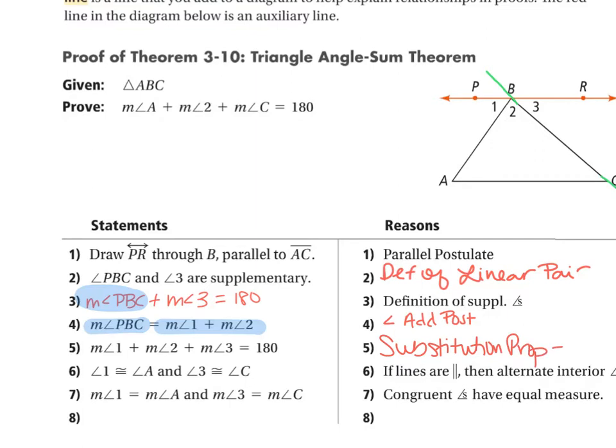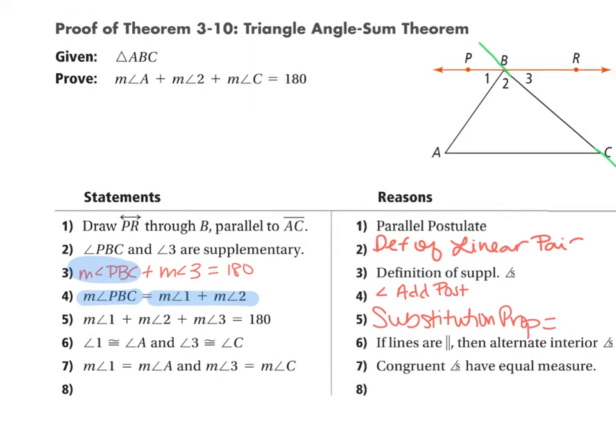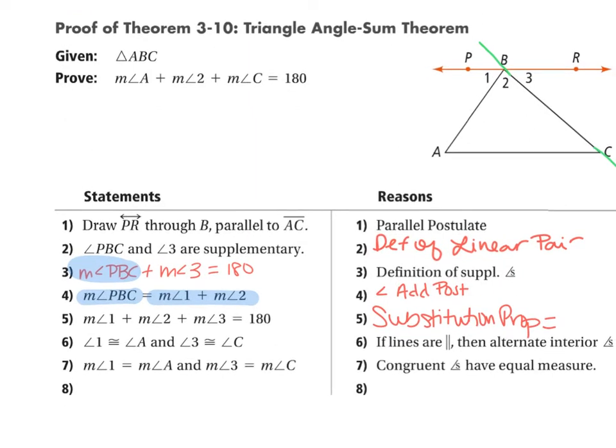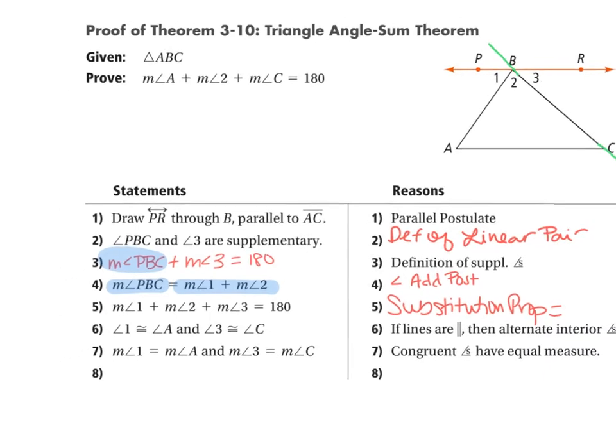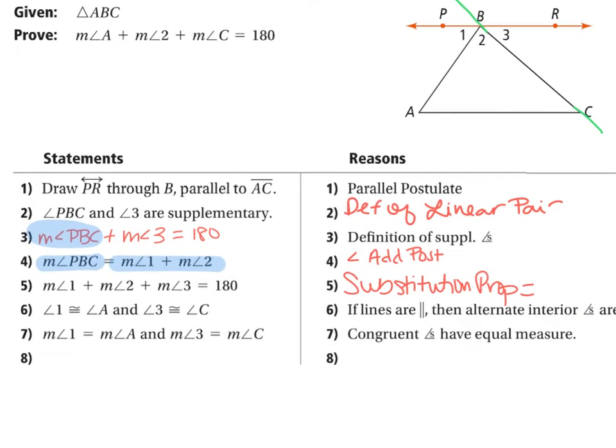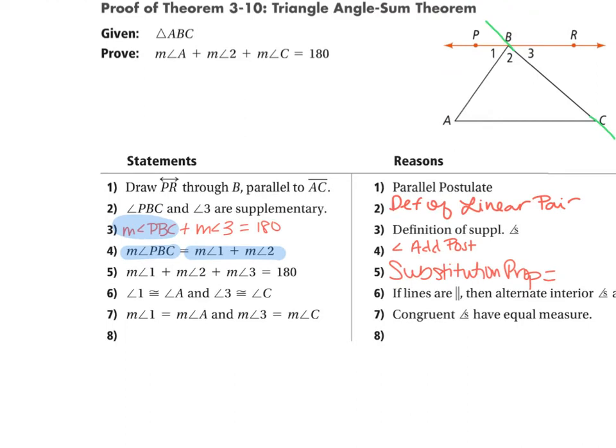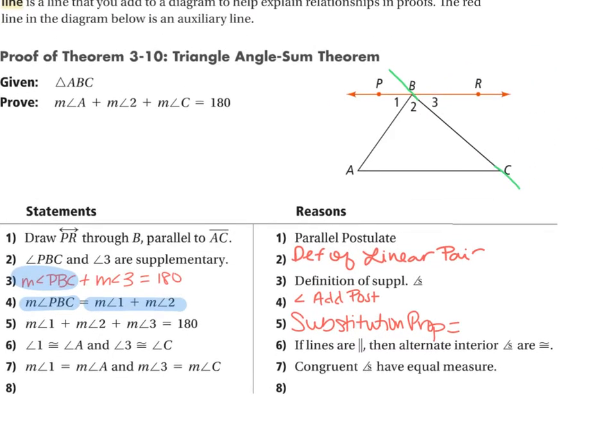Okay, so now they're saying angle 1 equals angle A. It's congruent to angle A because if you notice right here, those are alternate interior angles. Angle 1 and angle A are alternate interior angles. Okay, then they say the measure of angle 1 equals the measure of angle A, and then the measure of angle 3 equals the measure of angle C. That's the same thing. Those are alternate interior angles.